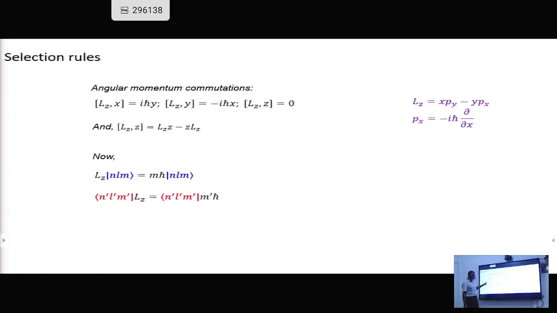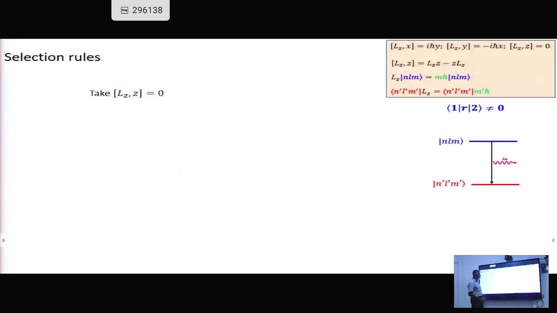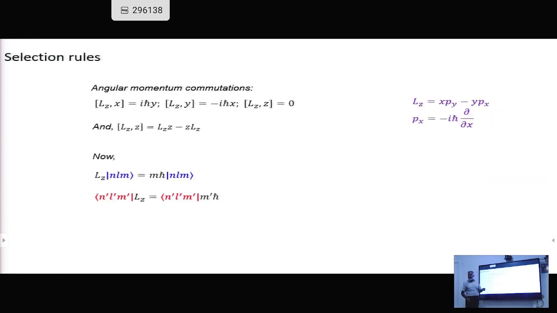Let's take two levels. So we have these three levels. I'm taking n, l, m as the upper level, and n prime, l prime, m prime as the final level, the lower level. Lz acting on m gives m h-bar, and this is the ket, and this is the bra, and z is equal to n prime, l prime, m prime h-bar, because it's coming out from the bra.